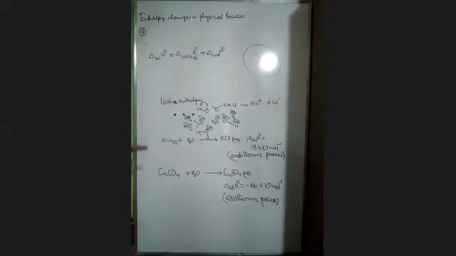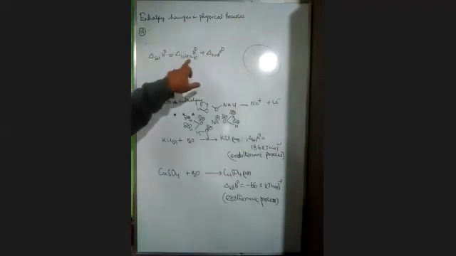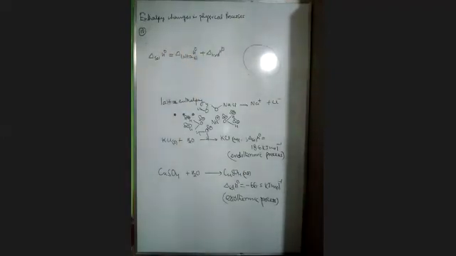Lattice enthalpy will be more if the charge on the cation and the charge on the anion is very high, so the attraction also will be very, very high. In that case, water molecules cannot separate them. So the lattice enthalpy will be higher than the hydration enthalpy. This type of salts will not be soluble in water.